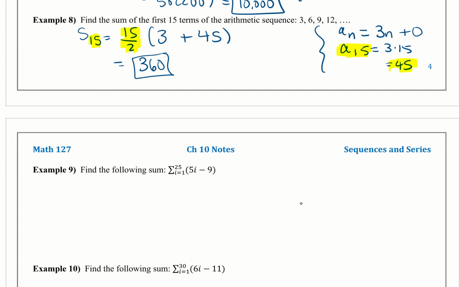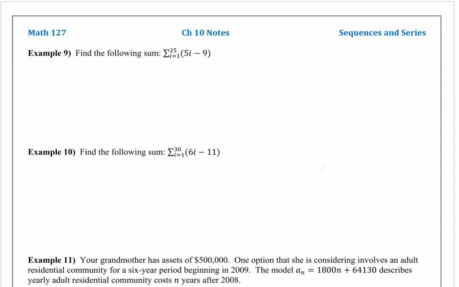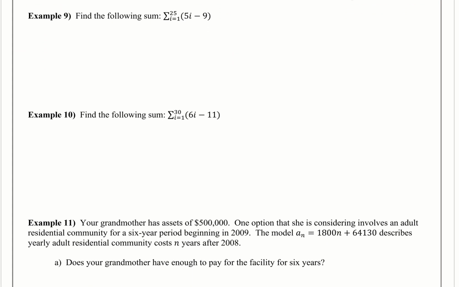And I wrote my formula over here for the general term and then was able to calculate this out for a sum of 360. Well, this is really the same type of idea. The nice thing about this one is the general form is already given. When we use sigma notation, this is the general form.